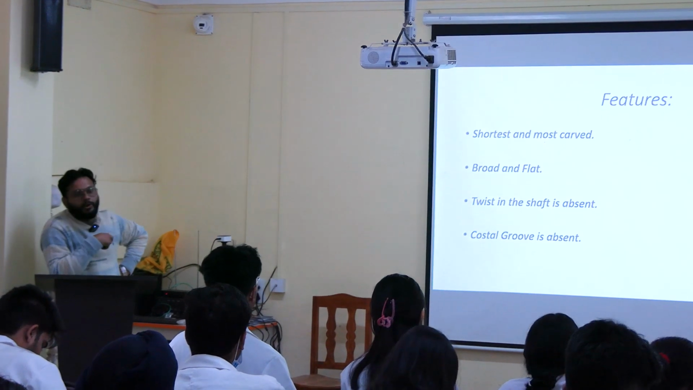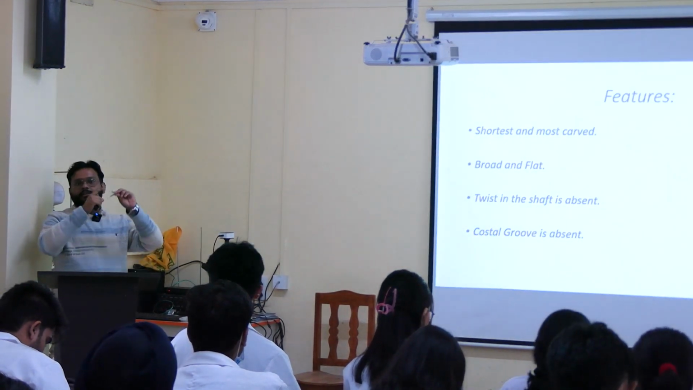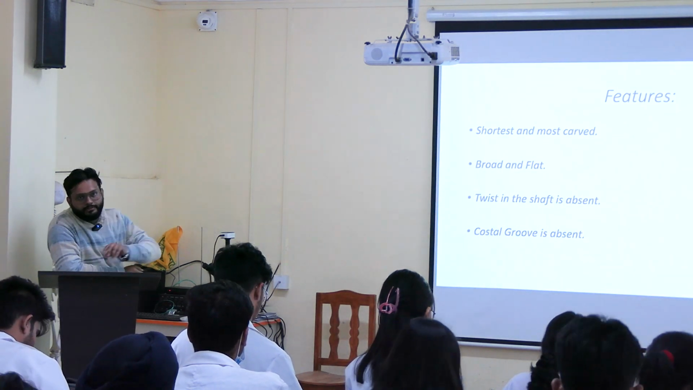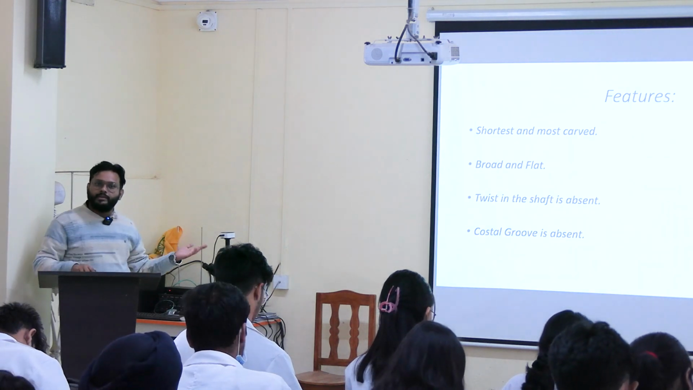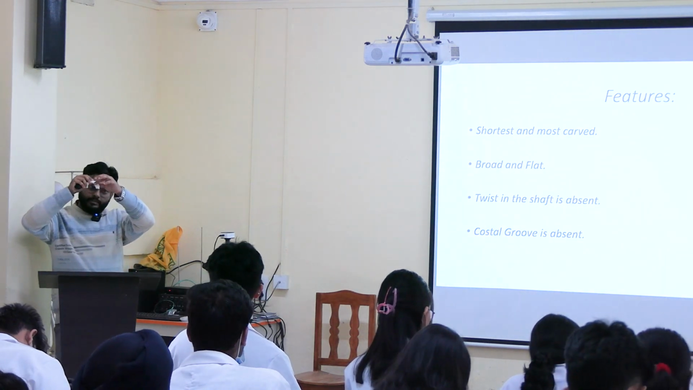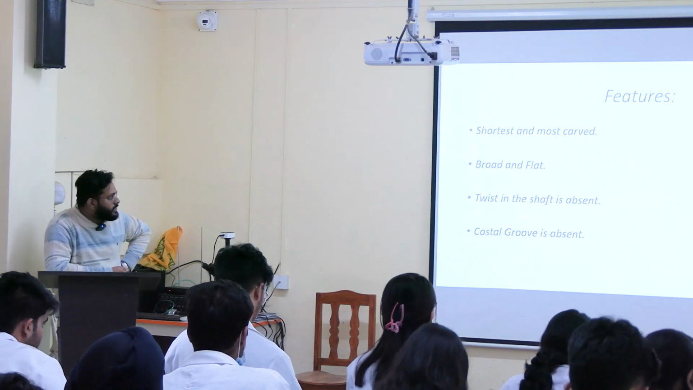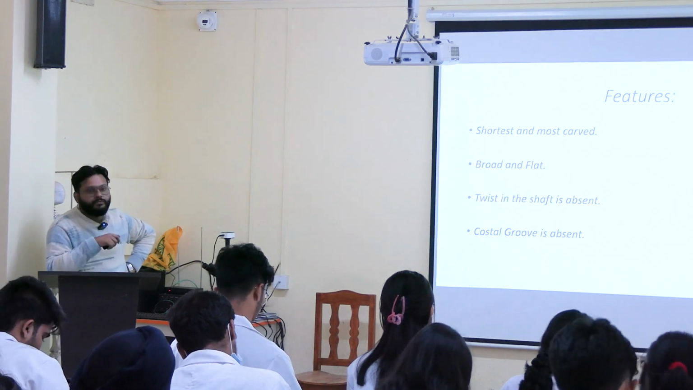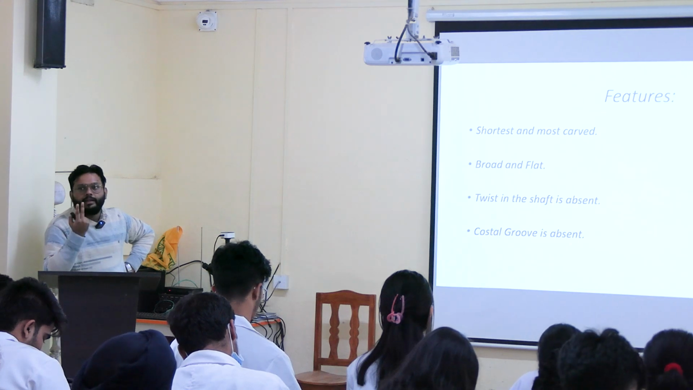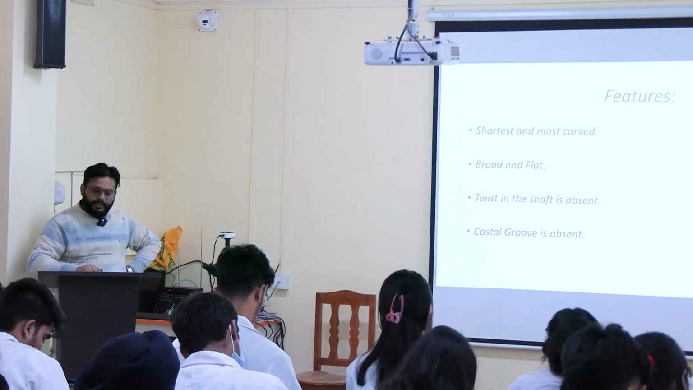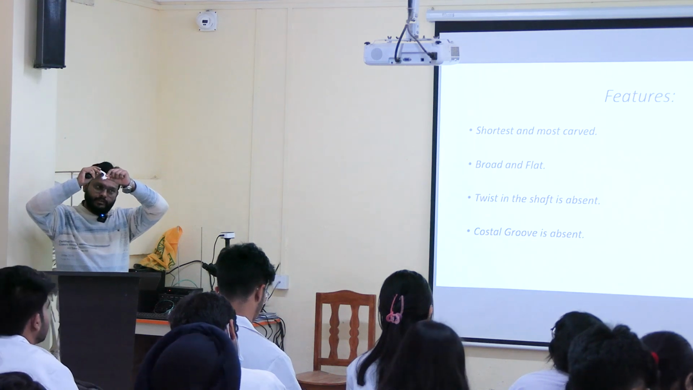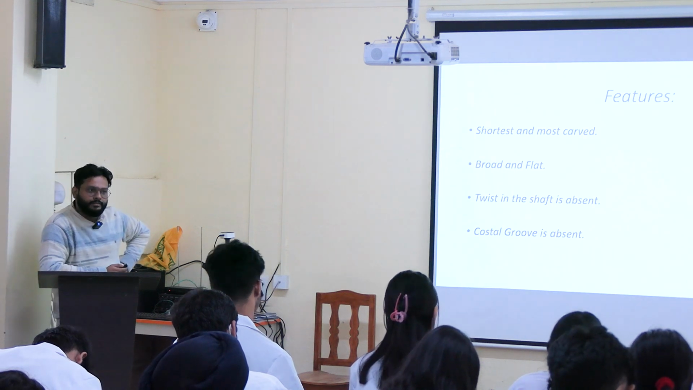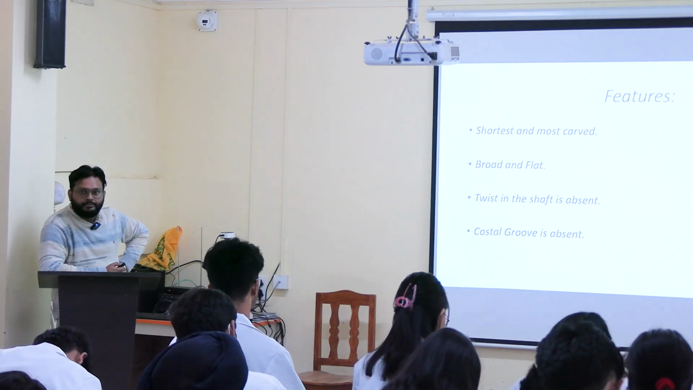अगर जब बाकी रिब्स पढ़ाएंगे तब पता चल जाएगा, ठीक है। दिस वन इज शॉर्टेस्ट एंड मोस्ट कर्व्ड, ऐसे तो कर्व है ही, राइट। ब्रॉड एंड फ्लैट, ये सबको पता है, बेसिक ब्रॉड है, राइट। दिस वन इज फ्लैट। ट्विस्ट इन द शाफ्ट इज एब्सेंट, दिस इज व्हाट आई वाज टॉकिंग अबाउट। शाफ्ट में बाकी कुछ रिब्स में एक ट्विस्ट होगा, बाकी रिब जब पढ़ेंगे तब पता चलेगा, और इसमें कोई ट्विस्ट नहीं है, देयर इज नो ट्विस्ट इन द शाफ्ट रीजन, राइट। कोस्टल ग्रूव इज एब्सेंट। डन?